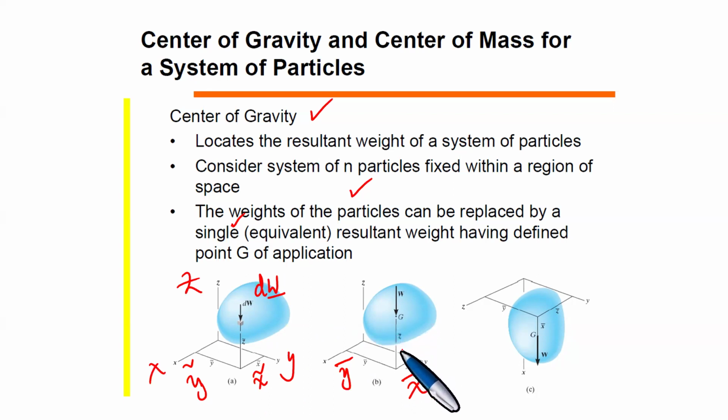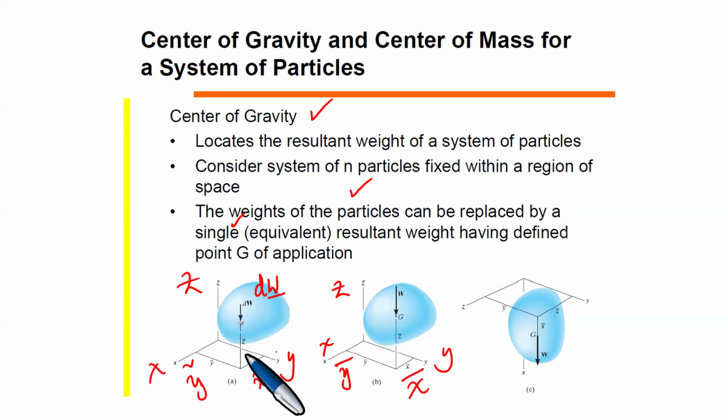Now, instead of looking at too many particles, we take one simple particle and use the y tilde and x tilde. Then we replace all these individual particles by a single equivalent resultant weight having a defined point of application, and therefore we have y bar and x bar. What is x bar? This x bar is parallel to the x-axis here and the y-axis here, and we have the z-axis over there. So this is very interesting.